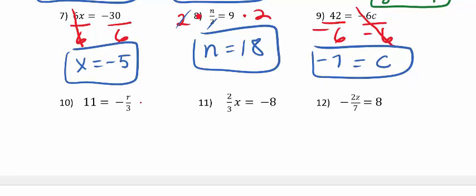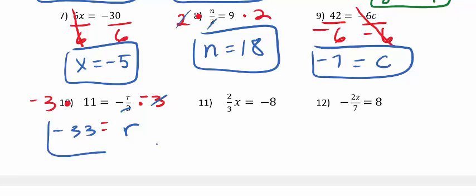In number 10, we want to get r alone. We're dividing by 3 here, so we're going to multiply both sides by 3, and this is a negative in front here, so we're going to have to multiply by a negative 3 to make it a positive, and whatever I do to that side I have to do to the other, so I'm going to multiply this side by negative 3. The 3 and the 3 divide out. The negative times a negative gives me the positive r, and negative 3 times 11 is going to be negative 33.